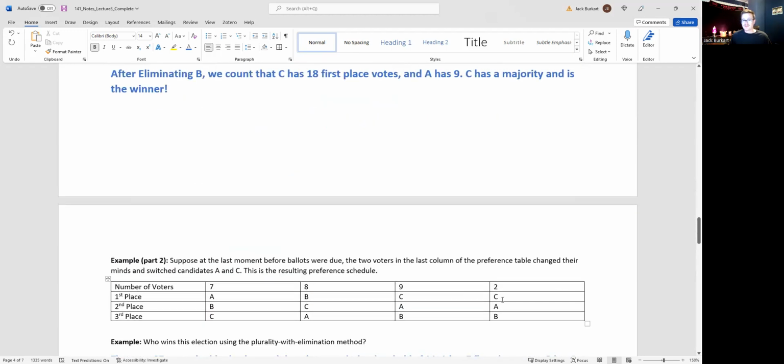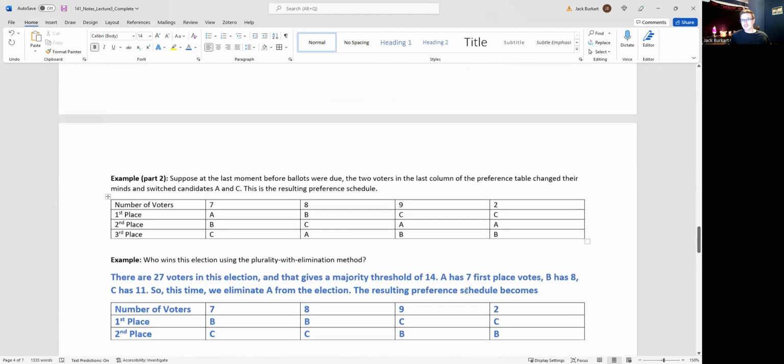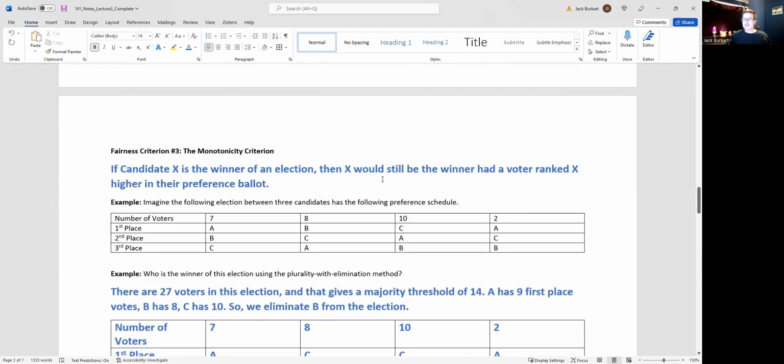In plurality with elimination, what can happen is that by changing your mind and ranking a candidate higher, you can actually make them lose the election. That contradicts the following fairness criterion: if a candidate X is the winner, then X would still have been the winner had a voter ranked X higher in the preference ballot. That's violated in this case. So with respect to this fairness criterion, plurality with elimination is a little bit unfair.